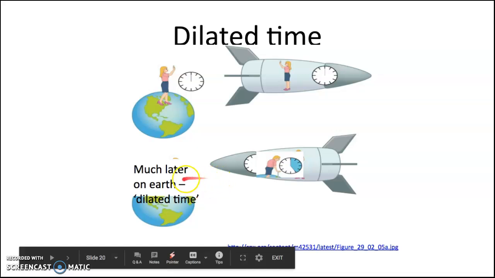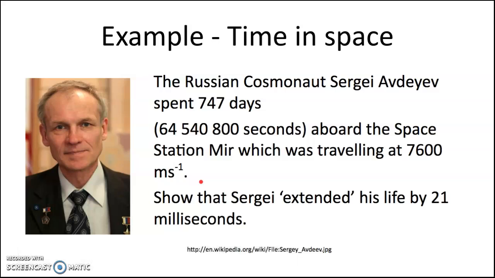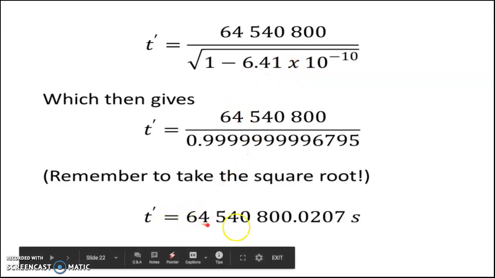So that's the time that we've got there, much later on Earth. The only thing that got close to this is Sergei Avdeyev, who spent over 2 years on the Mir space station, and by doing that you can actually show that he extended his life by 21 milliseconds. If you put the time in seconds for the time he was in space as the proper time, and we look at the dilated time calculation, when you're doing this calculation you're going to have to remember to square the v over c and take the square root. Then you get a dilated time of 0.0207 seconds bigger than the proper time. So that's where the 20 milliseconds came from.